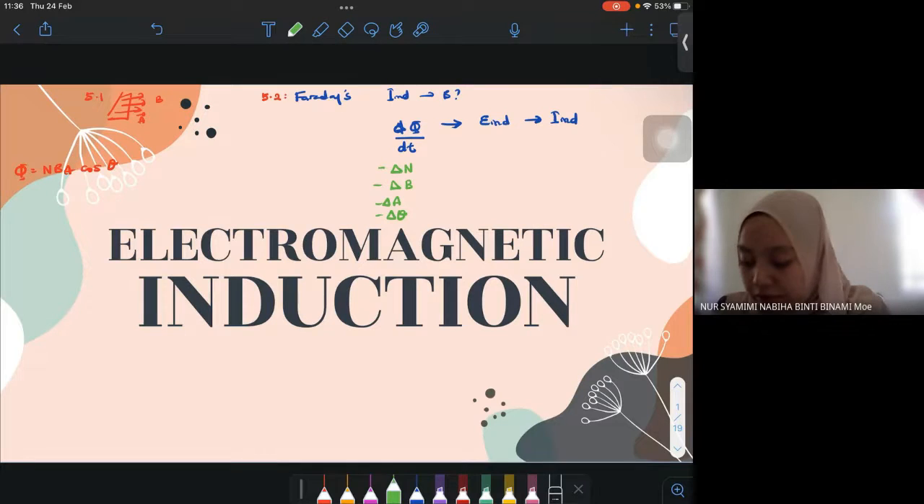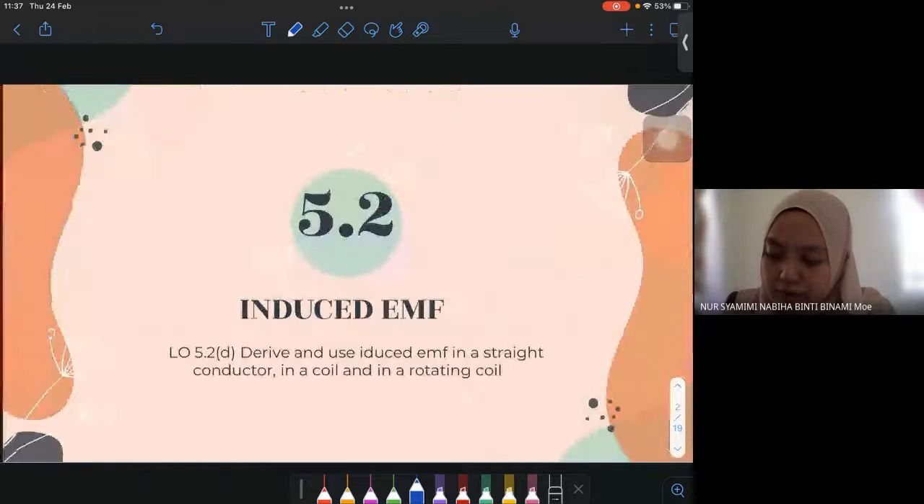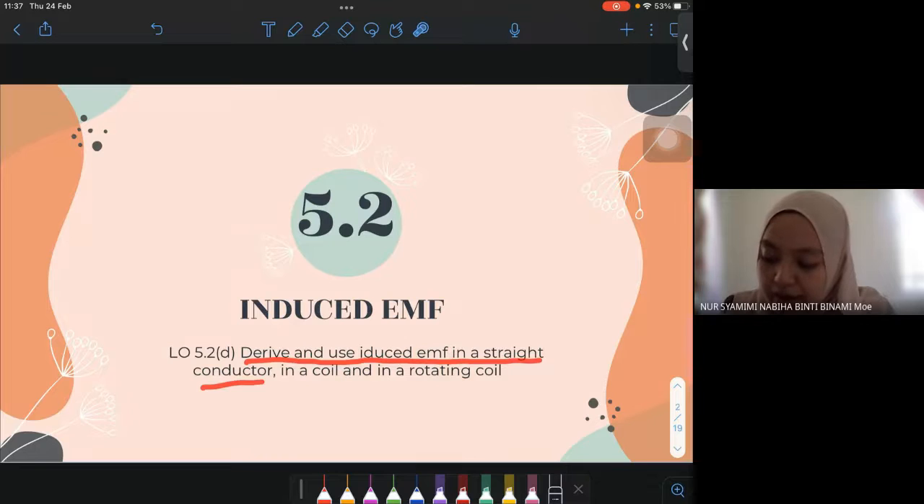Okay, and we also learn one more thing, which is Lenz's law. Lenz's law ialah how we want to find the direction of the induced EMF by using right hand grip rule. And as for today, kita nak sambung yang kita dah berhenti semalam, which is 5.2 D. We need to derive and use induced EMF in a straight conductor, in a coil and in a rotating coil. Ada 3 benda yang kamu kena derive: straight conductor ataupun long straight wire, coil yang tidak bergerak dan coil yang rotate.